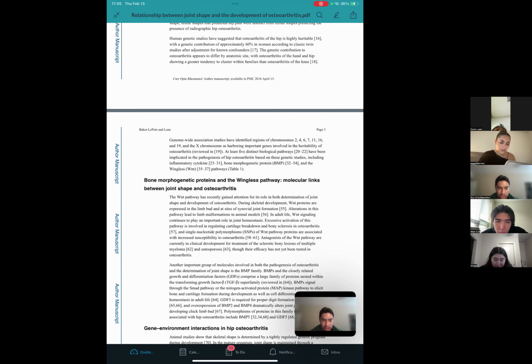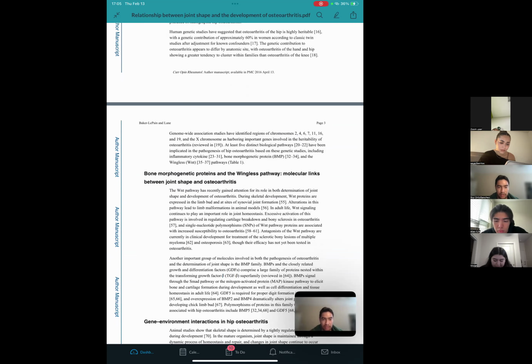Genome-wide association studies have identified regions of chromosomes 2, 4, 6, 7, 11, 16, and 19, and the X chromosome as harboring important genes involved in the heritability of osteoarthritis. At least 5 distinct biological pathways have been implicated in the pathogenesis of hip osteoarthritis based on these genetic studies, including inflammatory cytokine, bone morphogenic protein, and the wingless pathways.